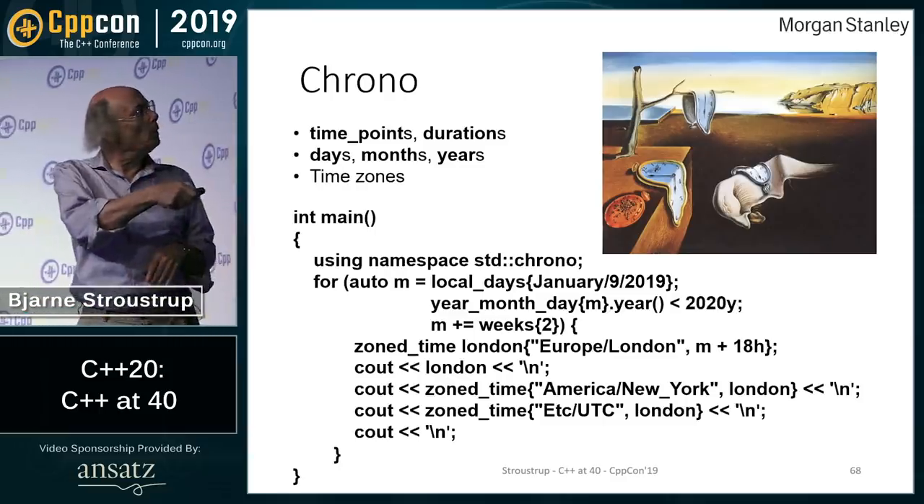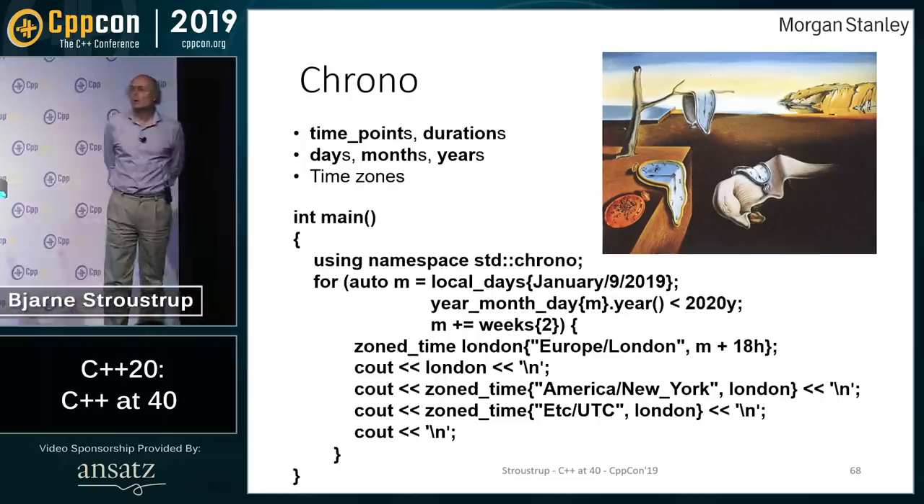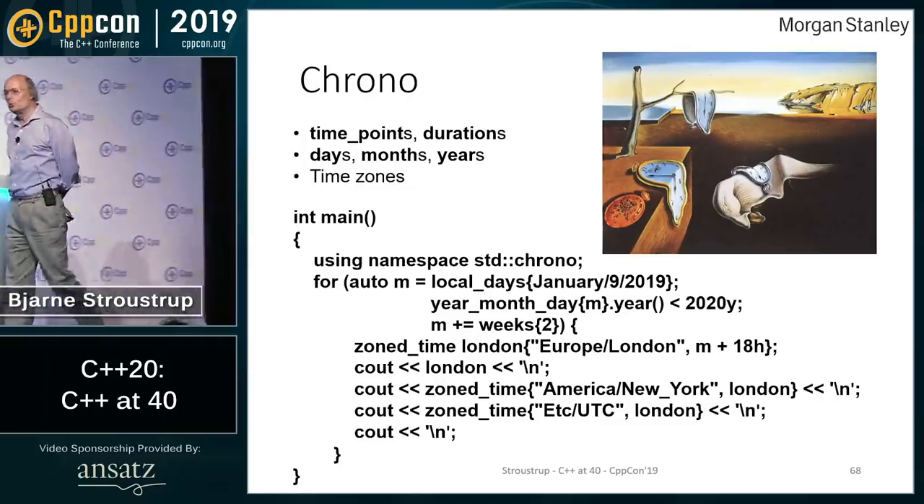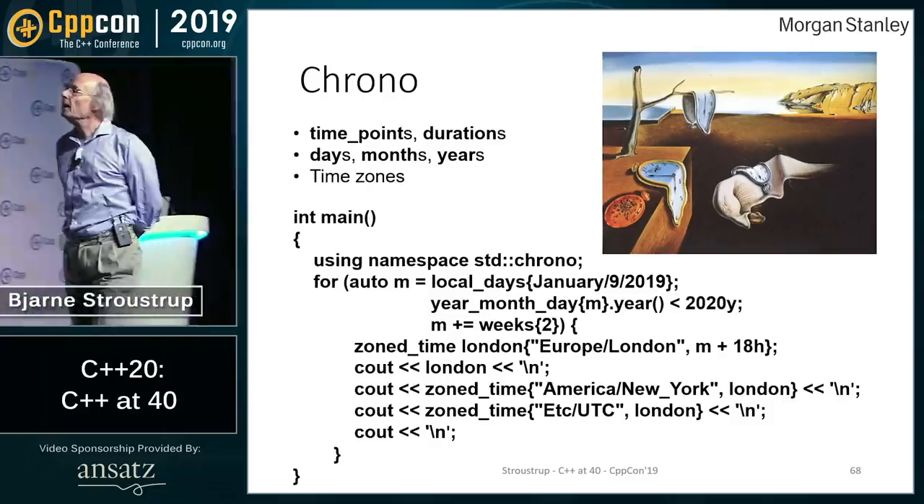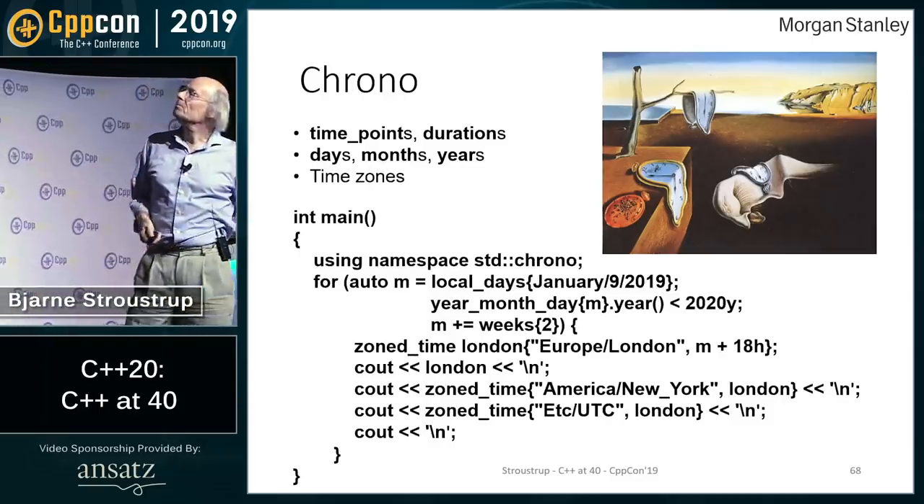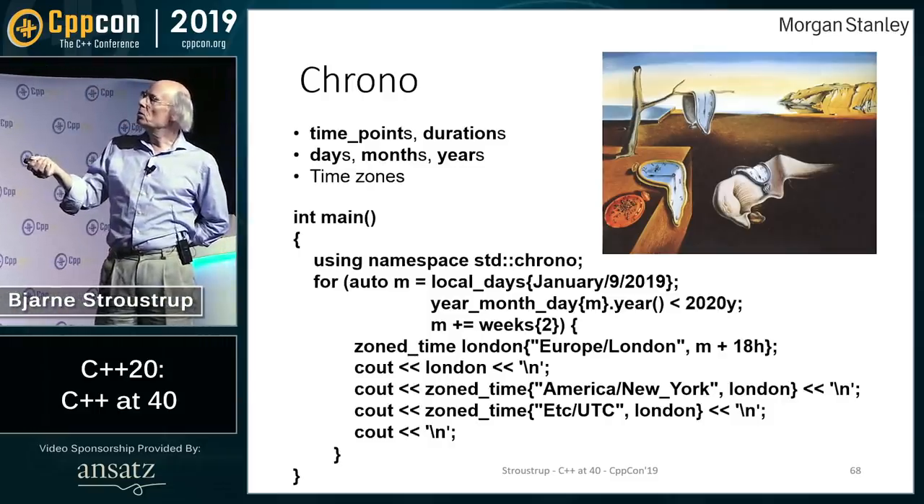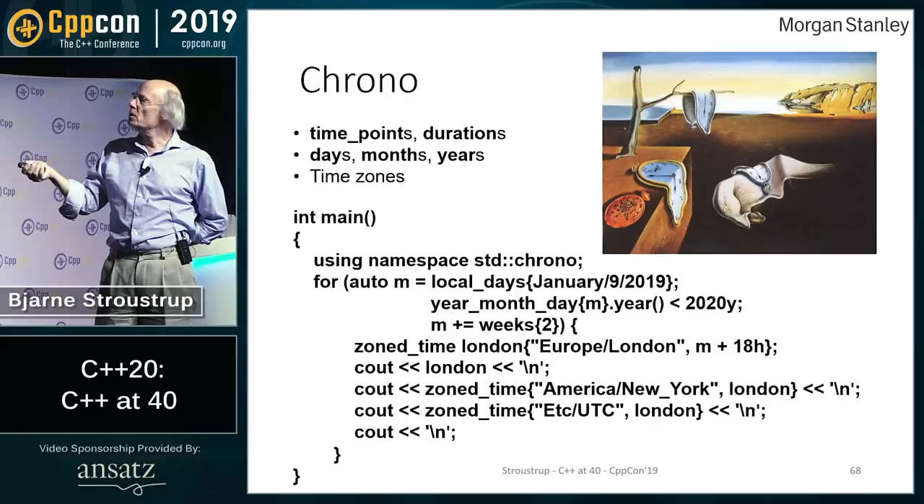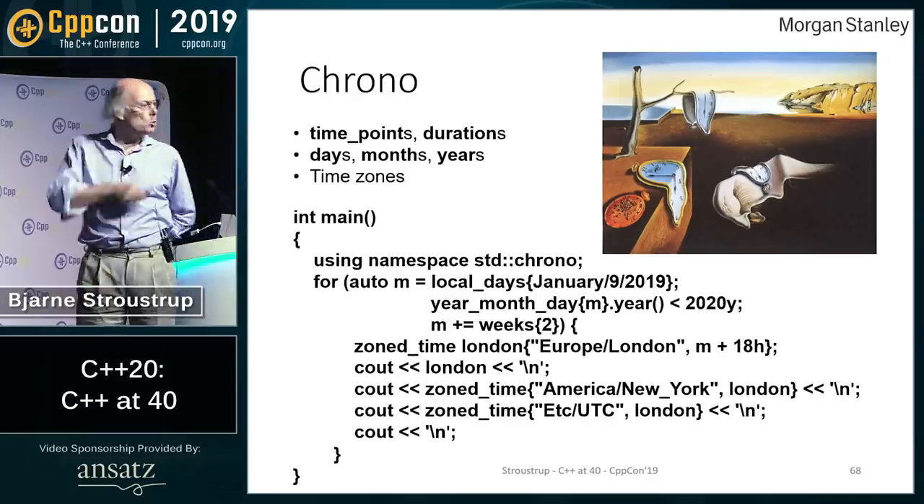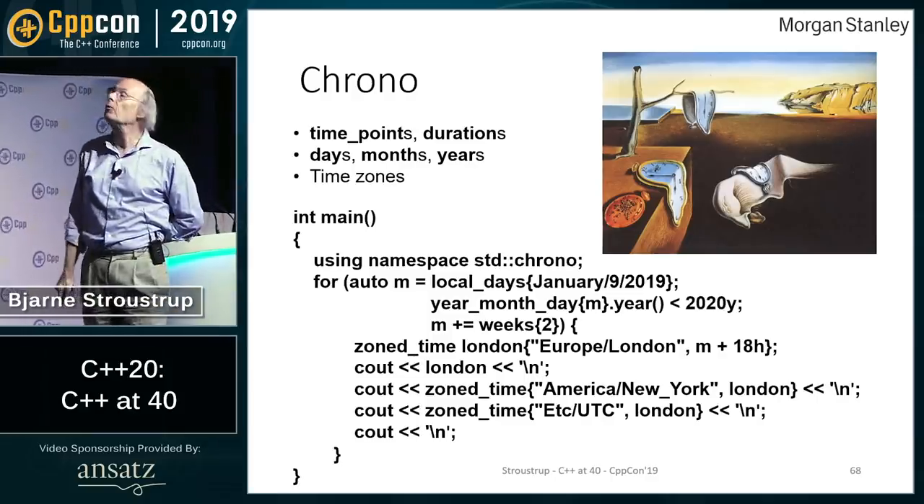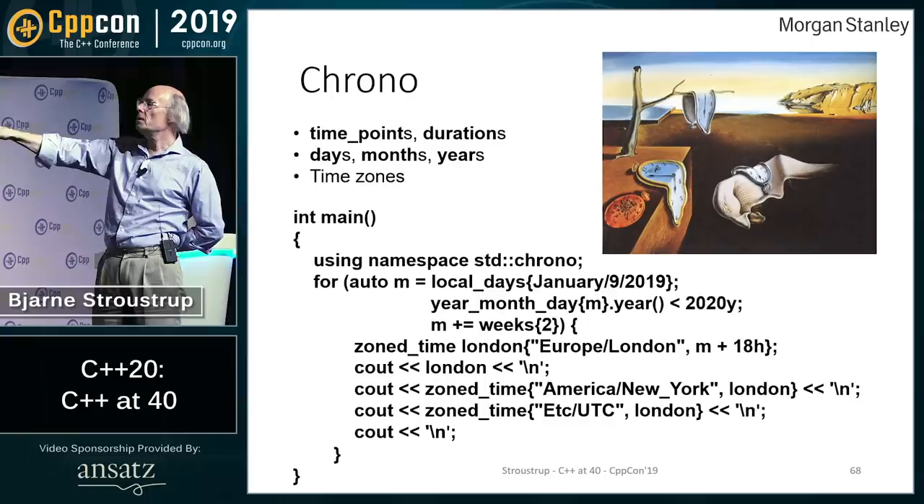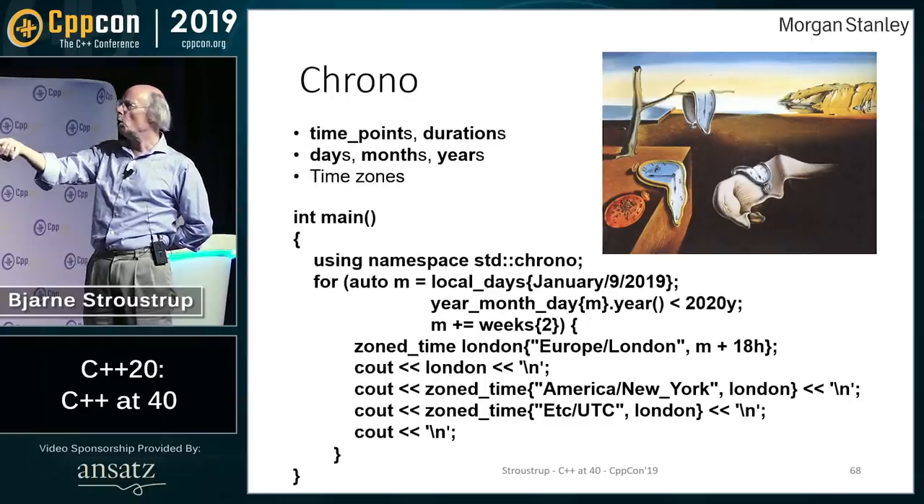So here is something I found in my mail one day from Howard Hinnant, who designed Chrono. And so I looked at it a bit. So he's using Chrono, and he says, for all days starting from that date until the year becomes 2020, move forward 2 weeks. So he's looping over a 2 week period of a year, and then he grabs the time in London plus 18 hours.